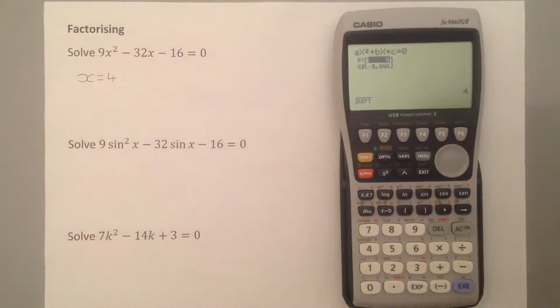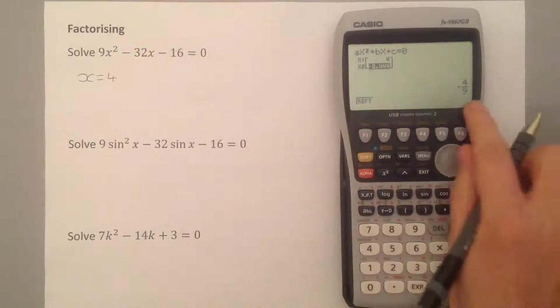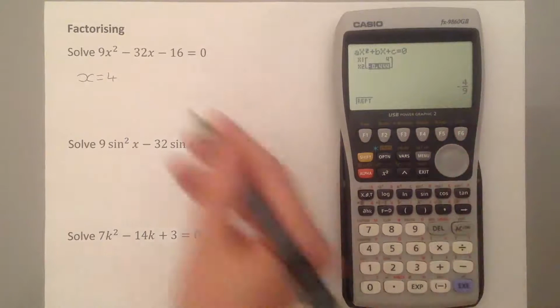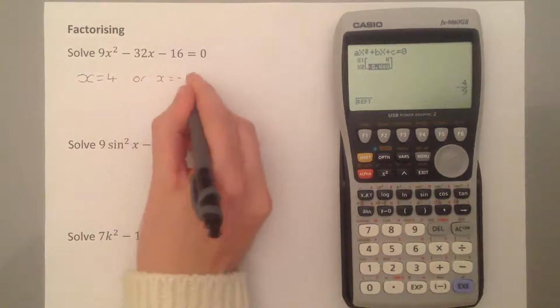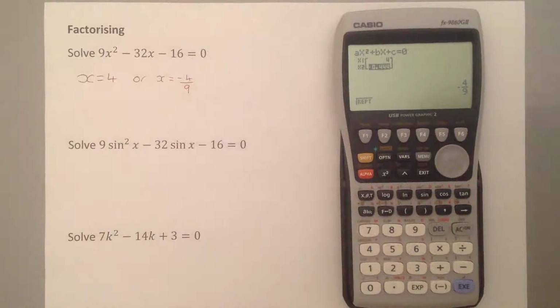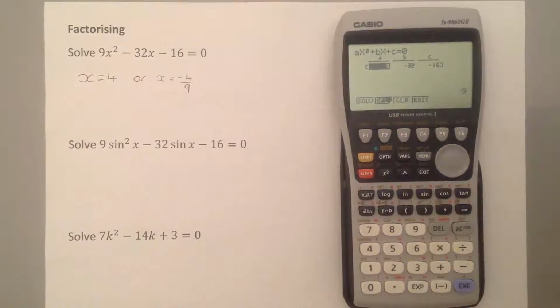Now my second one looks like a decimal. It's really important that you go and highlight it so that at the bottom it will give you the exact answer. So my second answer for x is that x is equal to minus 4 over 9. Okay? And you can just press exit to go back if you do need to change any of the variables.